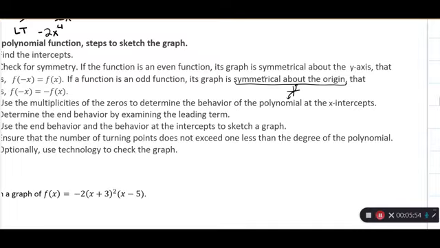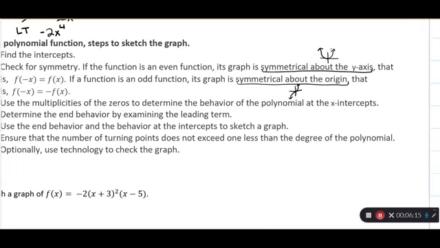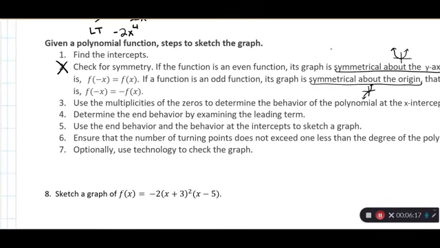We have symmetry about the y-axis, and that would look something like this, right? So those are the two types of symmetry that we do test for in this course, but for the purposes of sketching polynomials, we won't have to do it algebraically. We'll just look at the graph and determine those for now. Okay, so we have a polynomial here in example 8.